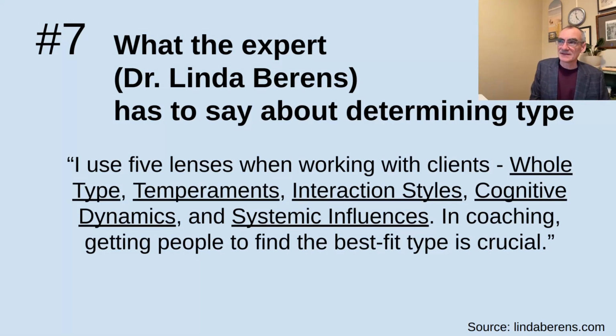So what Type Grid Companion does is it takes interaction styles, and it's the great majority of the document. Then it's got a smidgen of temperaments, and then a sprinkling of cognitive dynamics, and not really any sort of measure of whole type or systemic influences. So yeah, you've got the concept there of triangulating, but it's just there in concept. It's not holistically formed in a way to get everything to look through various lenses to get things right.